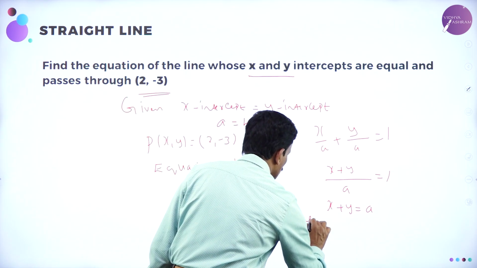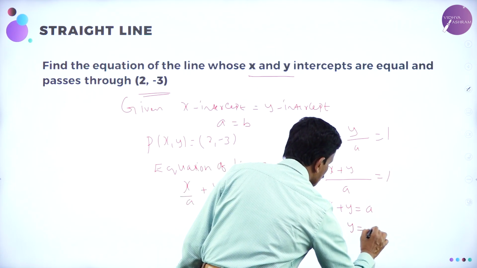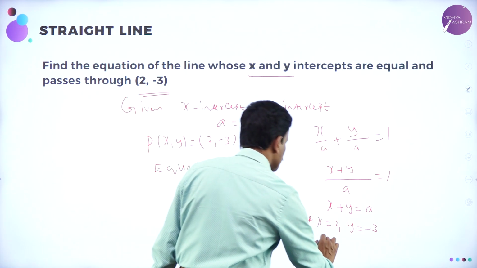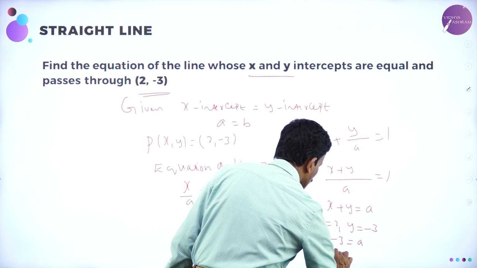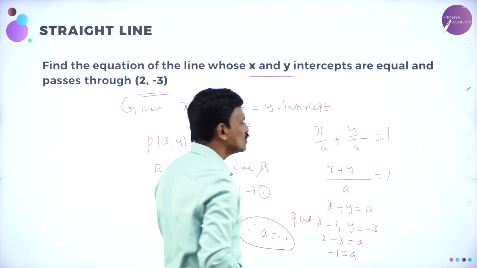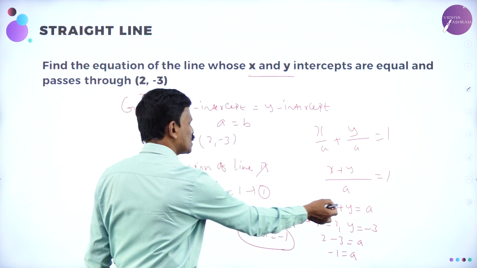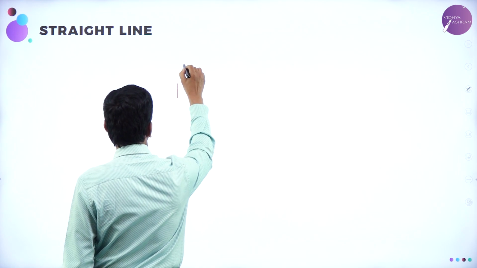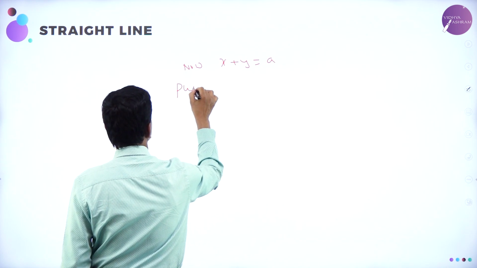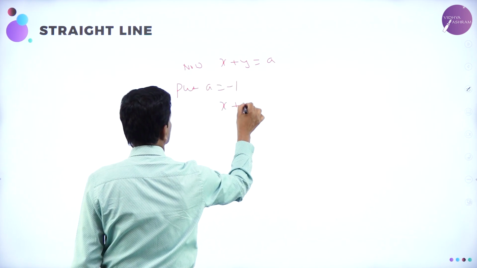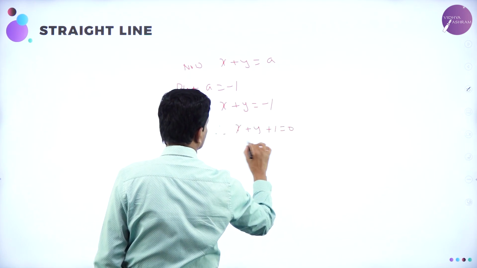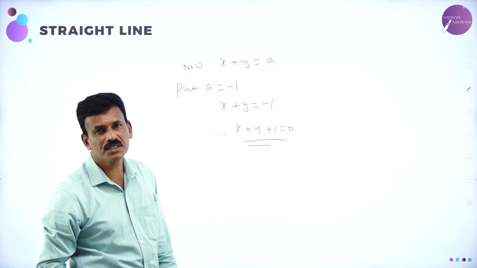Put x is equal to 2 and y is equal to minus 3. If you put x is equal to 2 and y is equal to minus 3, what happens? 2 minus 3 is equal to a, minus 1 is equal to a. Therefore, a is equal to minus 1. Straight away you can substitute here. Now, since we know that x plus y is equal to a, put a is equal to minus 1. So x plus y is equal to minus 1. Therefore, x plus y plus 1 is equal to 0 is the required equation of the line.